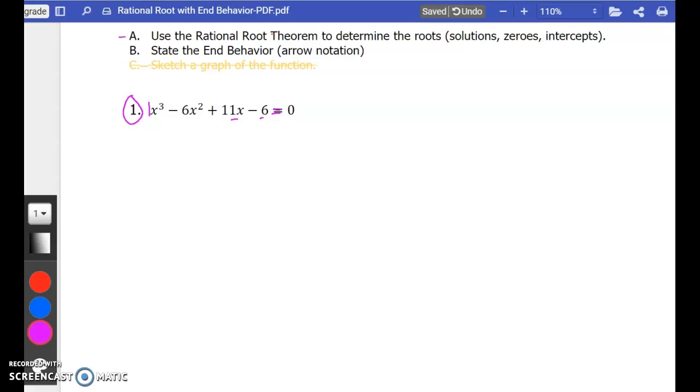This says A, use the rational root theorem to determine the roots or solutions or zeros or intercepts. And then B, state the end behavior with arrow notation. I'm going to go ahead and do that first. And I have my two blanks I need to fill.